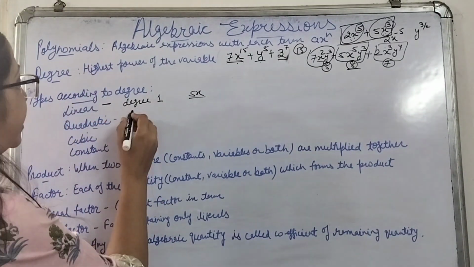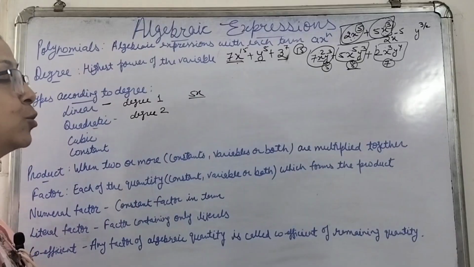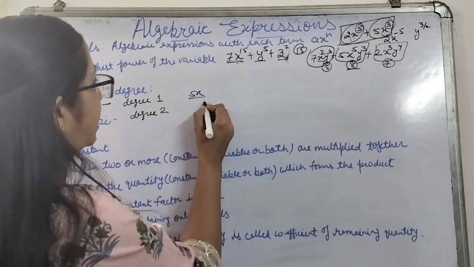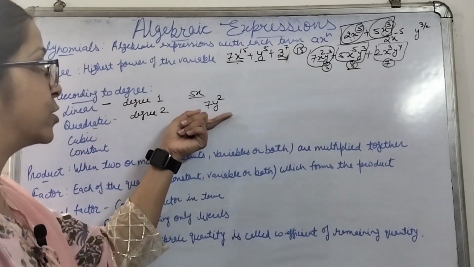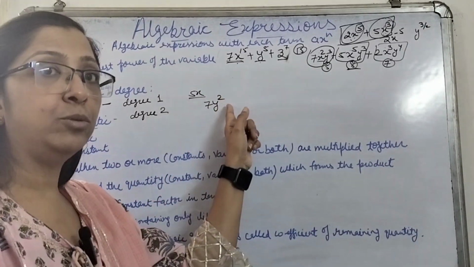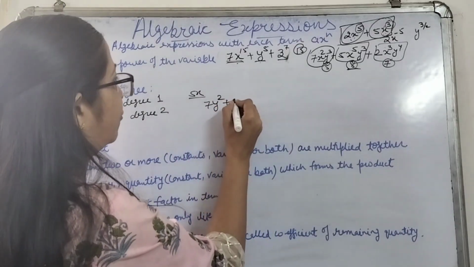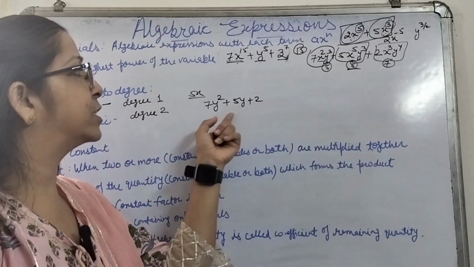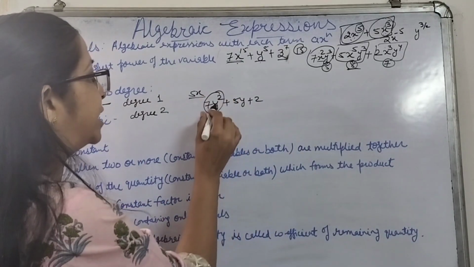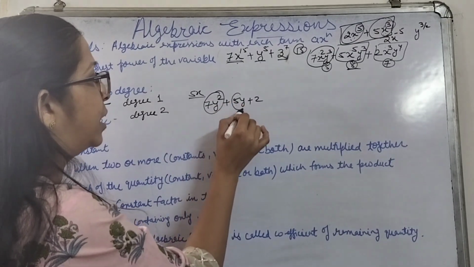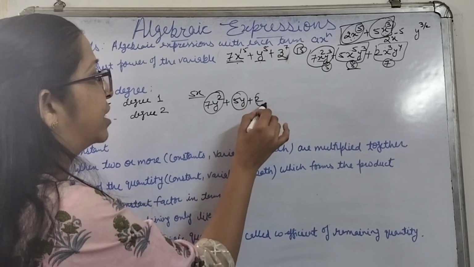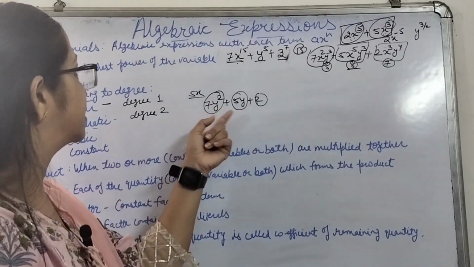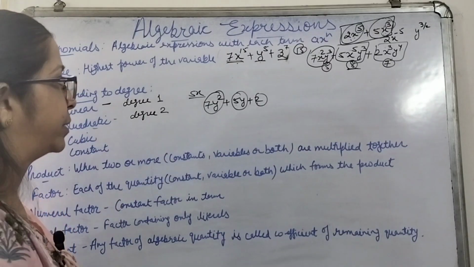If I am talking about quadratic, so if the degree of the polynomial is 2, then such types of polynomials are known as quadratic polynomials. Like we can take an example, 7y square. 7y square has the power of y as 2, or we can say 7y square plus 5y plus 2. If this is a polynomial, in this case also its degree is 2, because for this term the highest power of the variable is 2. For this term, the highest power of the variable is 1. For this term, there is no variable part. So the highest power for all the three terms is 2 only. That's the reason this is an example of a quadratic polynomial.